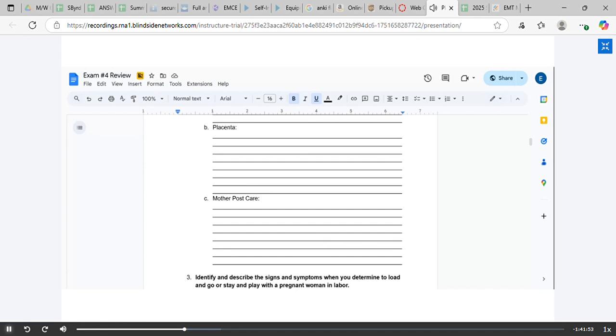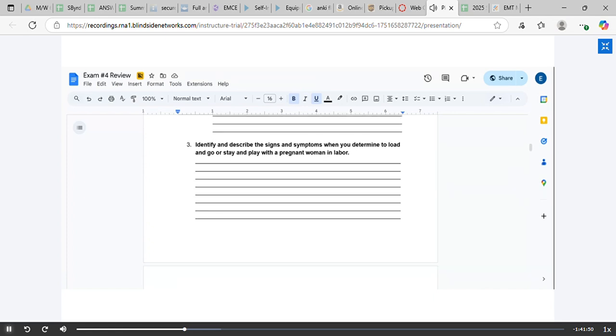Okay. All right. So what are some signs and symptoms when you determine whether this is a load and go situation? Because whether it's an abnormal presentation and we need to get to the hospital, or we have some time before delivery occurs and we still need to get to the hospital, things like that. Or this is a stay and play. Stay and play is going to be, we're staying on scene because this is happening, right? So let's talk about the signs of impending delivery. Okay. So the signs of impending delivery is going to be your female says that she feels the need to push, right? That's one sign.